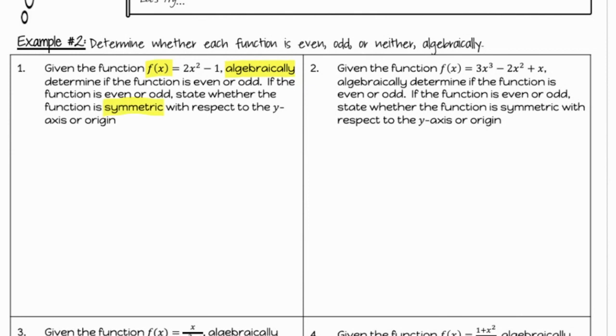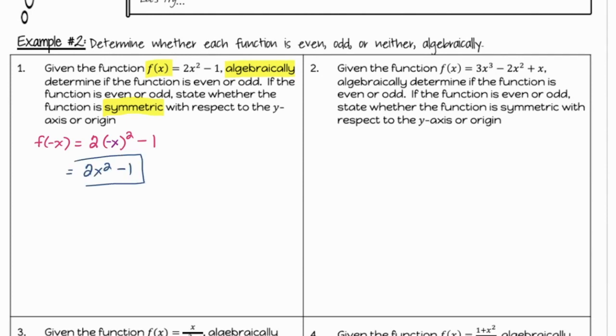So first thing I'm going to do is I'm going to input f of negative x. So I'm going to change that x. My original function was 2 times x squared minus 1. So this time my x is going to become a negative x. And I'm going to clean this up and see if I am able to get the same exact function that we started with.